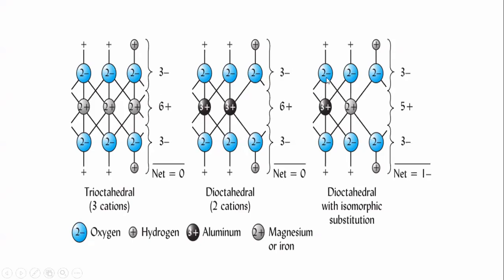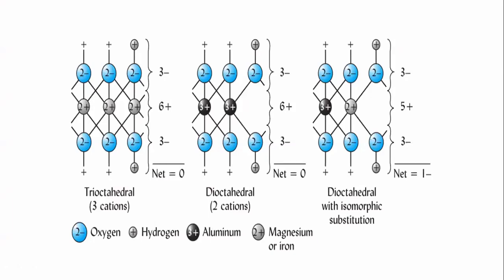While looking at this sheet, you can tell that this should be the dioctahedral one because two center elements are satisfying these 6 oxygen atoms' charges, right? But one aluminum ion is substituted by another ion. That is the isomorphic substitution. So this isomorphic substitution definitely will create a net negative charge.